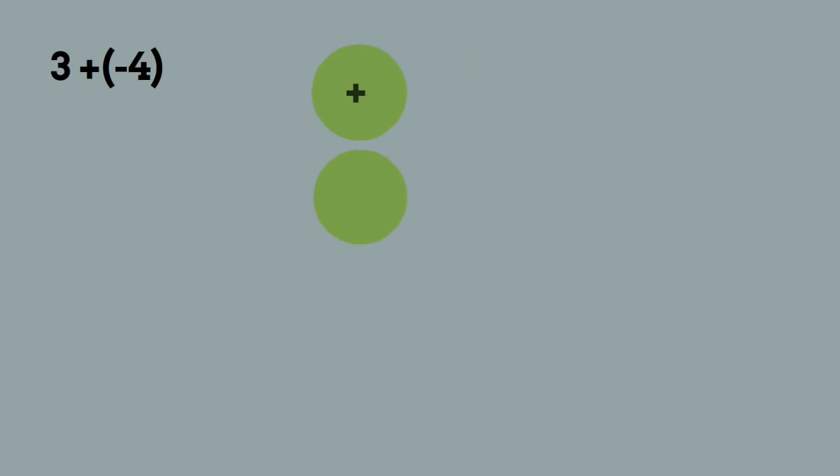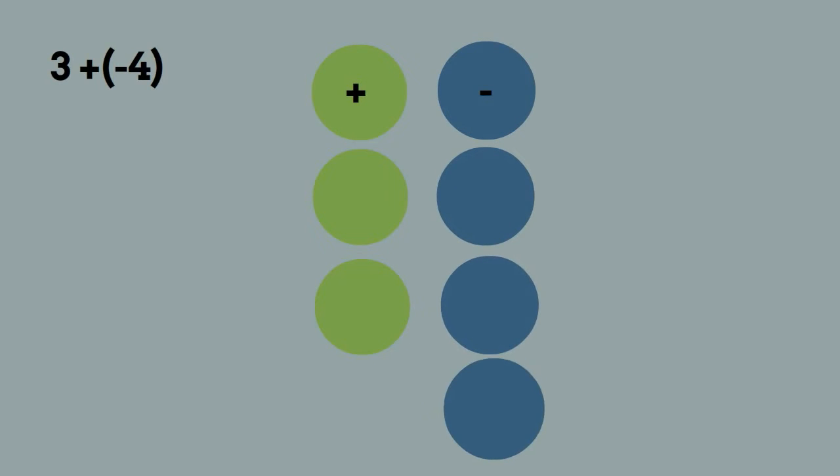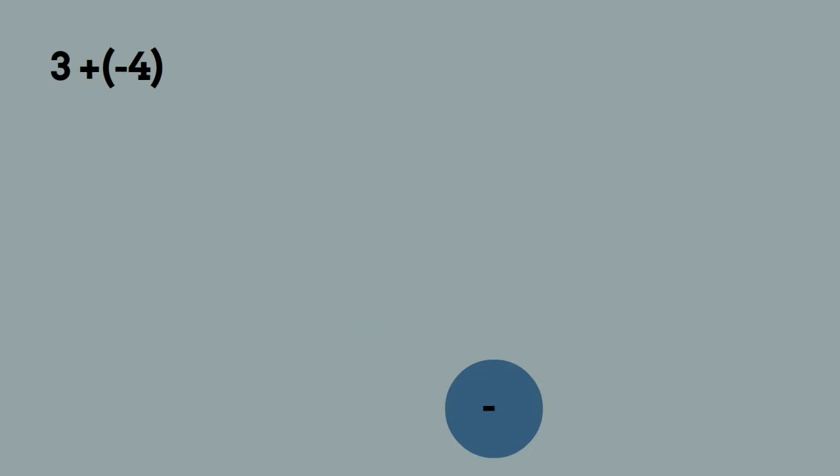Let's start with 3 plus negative 4. Set out 3 positives and then 4 negative counters. Cancel out the zero pairs. So there's 1, 2, 3, and you're left with a negative 1.